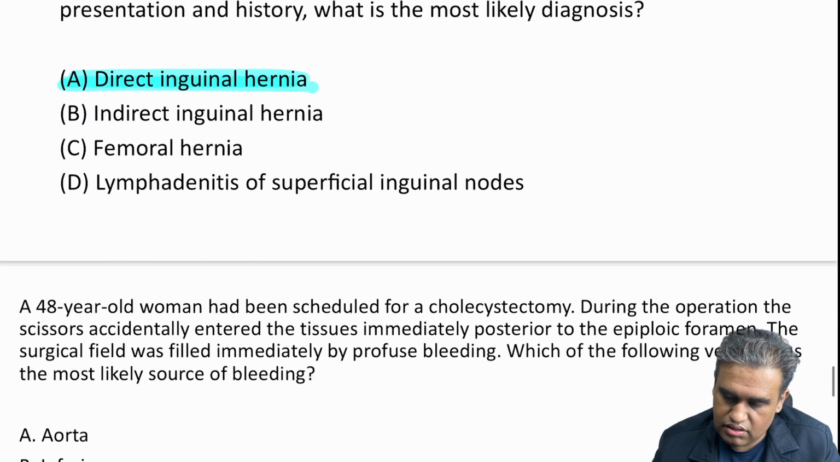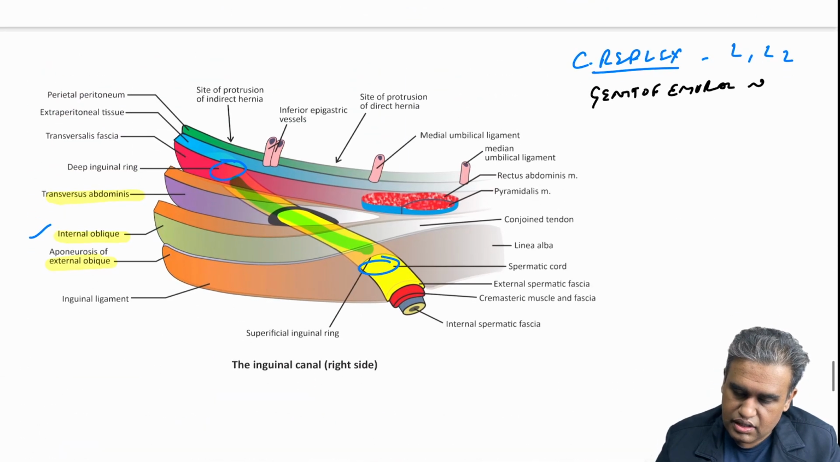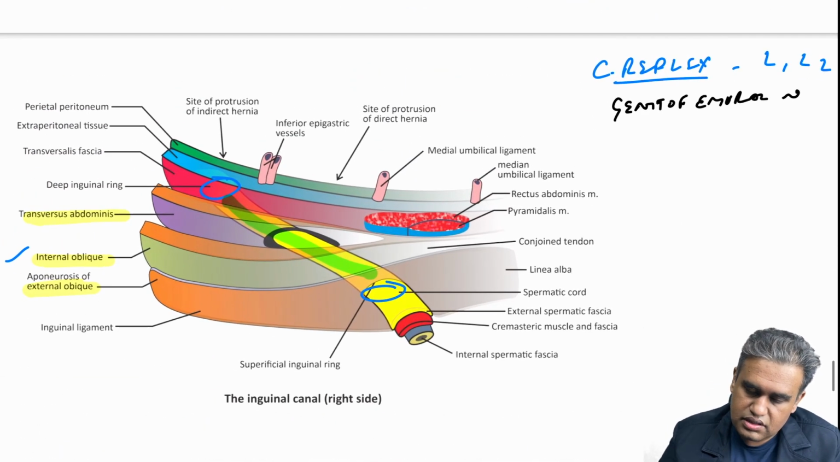Now let us see that too. In the previous image only we can see. Here, if you look in the previous image, then here you have the rectus abdominis muscle.